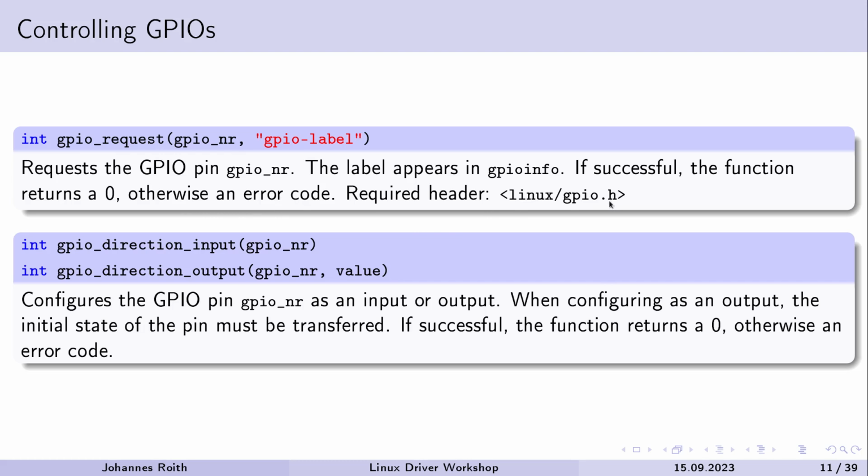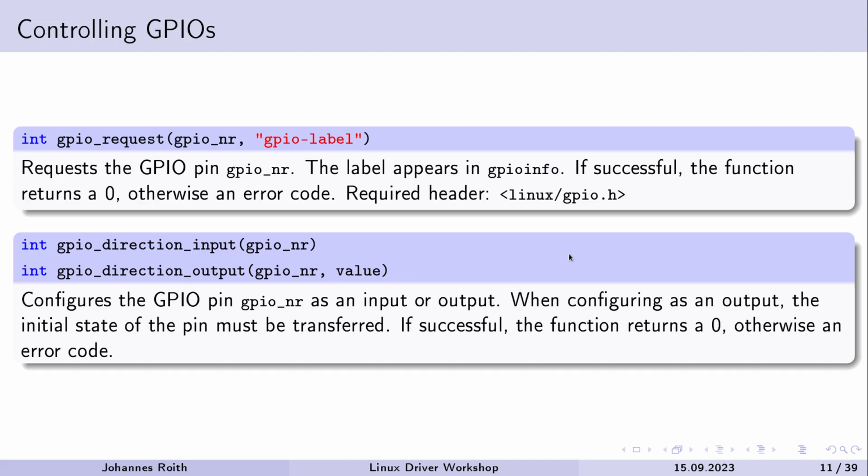Okay, now we have requested the IO, so now we have to set its direction. A GPIO pin can work as an input pin or an output pin. If we want to configure it as an input pin, we have to call the gpio_direction_input function and pass in the GPIO number we want to use. In case this was successful, we will get 0 back as an error code. If we want to use a GPIO pin as an output, we will need the gpio_direction_output function, which takes the GPIO number as the first argument and the initial value as a second argument. So if we want the IO to be 1 on startup, we will type a 1 in here. If we want it to be 0, we will type a 0 in here.